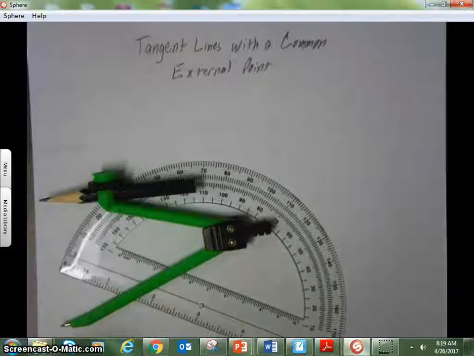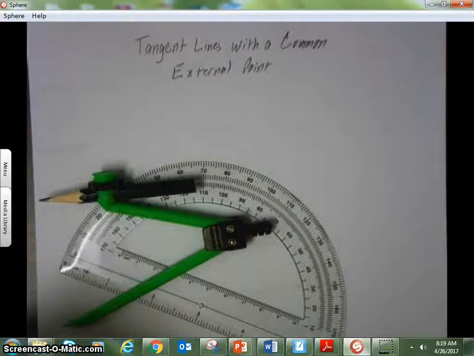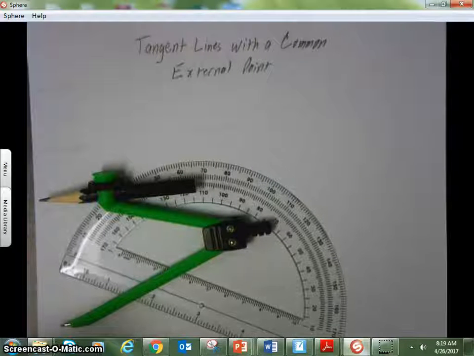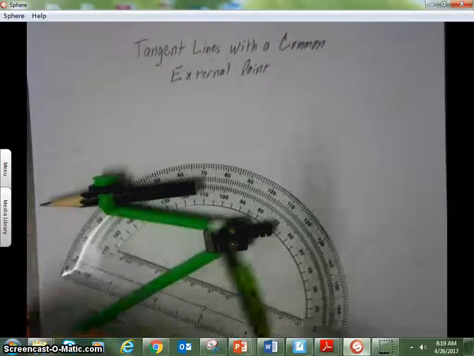Hey everybody, this is Mr. Piercy, and what we're going to be looking at today are lines that are tangent to a circle, but they have a common external point, meaning that they're going to intersect outside of the circle. So for the demonstration, I'm going to use a straight edge, a compass, and a pencil of some kind.